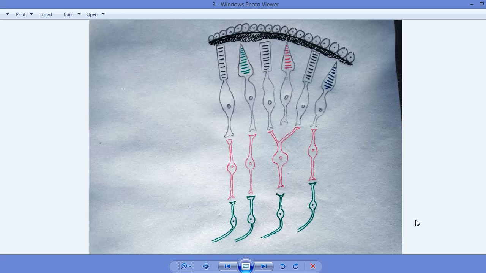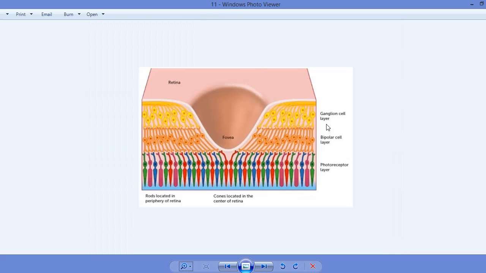One more thing about the retina: when the reflection of the image falls on the retina, it means that the reflection of the image goes through these two layers towards the rods and cones. But this normally happens inside the retina, but the case of the fovea centralis is different. For example, this is fovea. In the fovea, the reflection of the image will directly fall on the cones. That will not go through these two layers toward the cones.